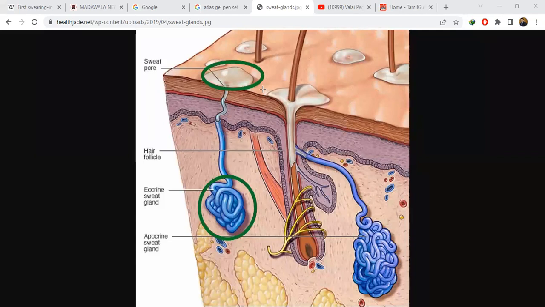Are you clear what I told you? Yes, sir. The place where it is secreted, it should come to our skin surface. The sweat should come to the skin surface, only then can the purpose of sweat be completed. In that case, to take the sweat from the gland to the surface, here there is a tube. This tube is called by the name, what is the name? Duct. So, in the case of sweat, this is the gland.